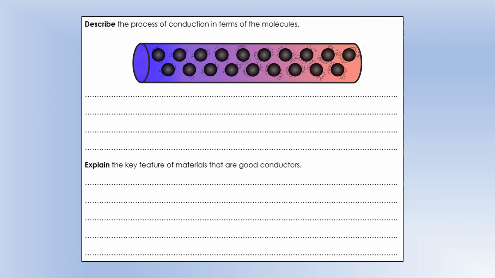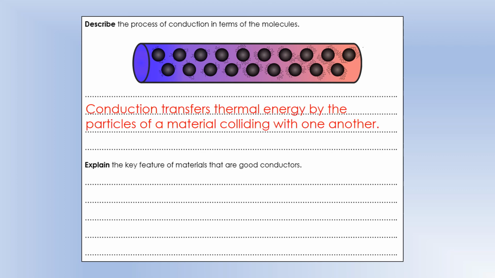Okay, so in terms of how conduction works, at a very simple level, it's due to the collision of particles. So if you heat the molecules in this case on the right-hand side, they will get higher kinetic energy. They'll collide with the molecules next to them and pass that energy along the material.